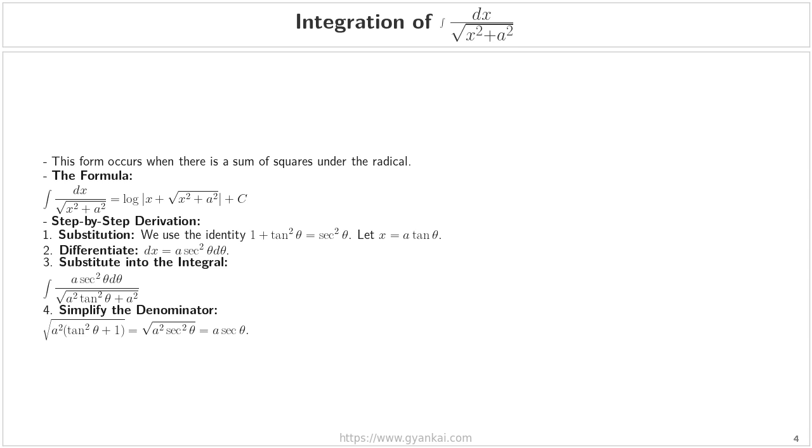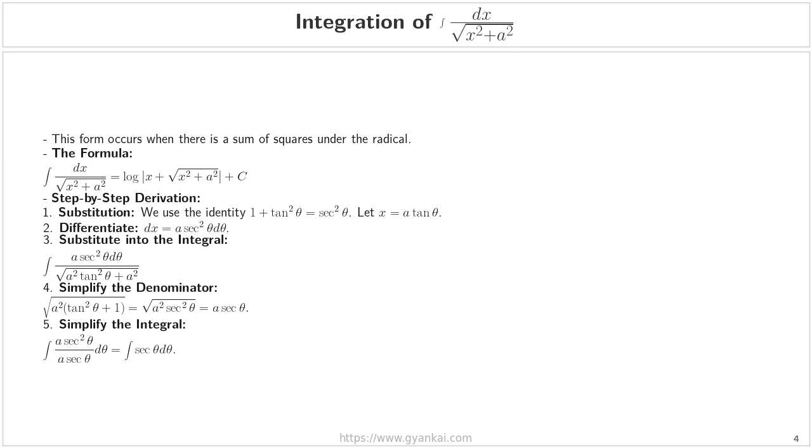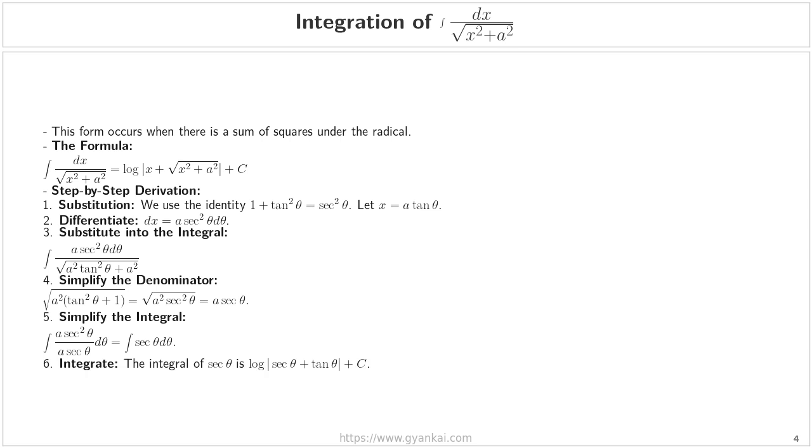And, using our trigonometric identity, we know that tangent squared theta plus 1 is equal to secant squared theta. So, the denominator becomes the square root of a squared times secant squared theta, which simplifies to a secant theta. This simplifies our integral to the integral of a secant squared theta over a secant theta d theta. The terms cancel out, leaving us with the integral of secant theta d theta. Now, you should recall from your calculus that the integral of secant theta is log absolute value of secant theta plus tangent theta, plus our constant of integration c.